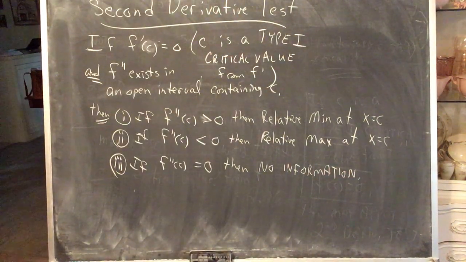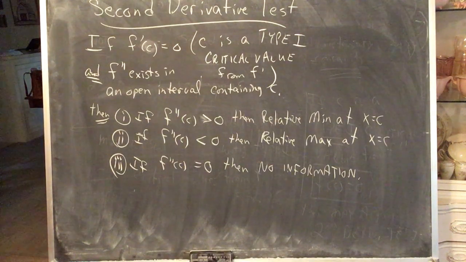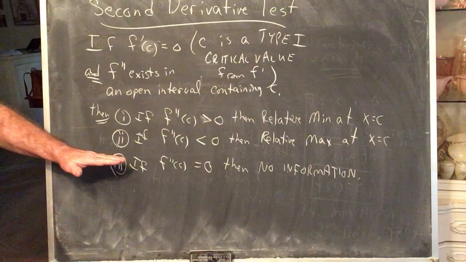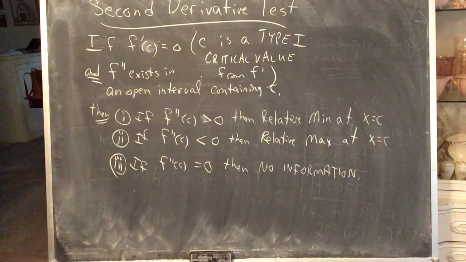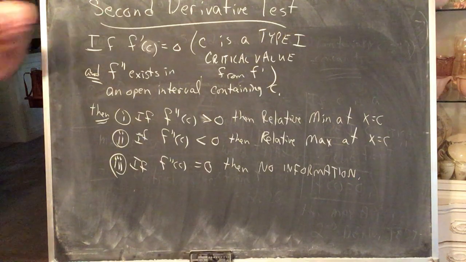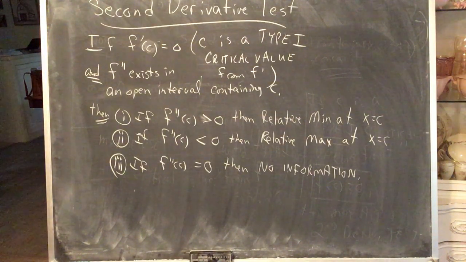Sometimes you'll hear people say the second derivative test has failed. Another way to say that is the second derivative test is non-conclusive. What it means in the third scenario, if the second derivative evaluated at c is equal to 0, it could be there's a relative maximum. It could be there's a relative minimum. It could be it's neither one of those two. And so in the third scenario, there is no information given from the second derivative test. And we'll talk through the details of how that works out.